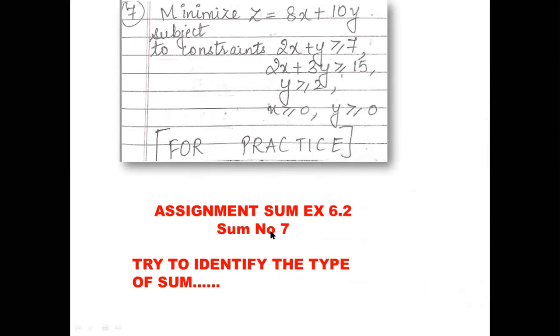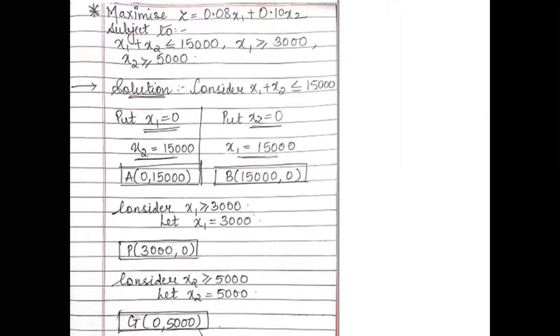This is exercise 6.2, sum number 7. So there are 3 constraints given. Try to identify the type of the sum, how to solve it, for your practice. So with this class, the first type of special case gets over, that is sums involving independent variables. Now I present to you this particular sum.